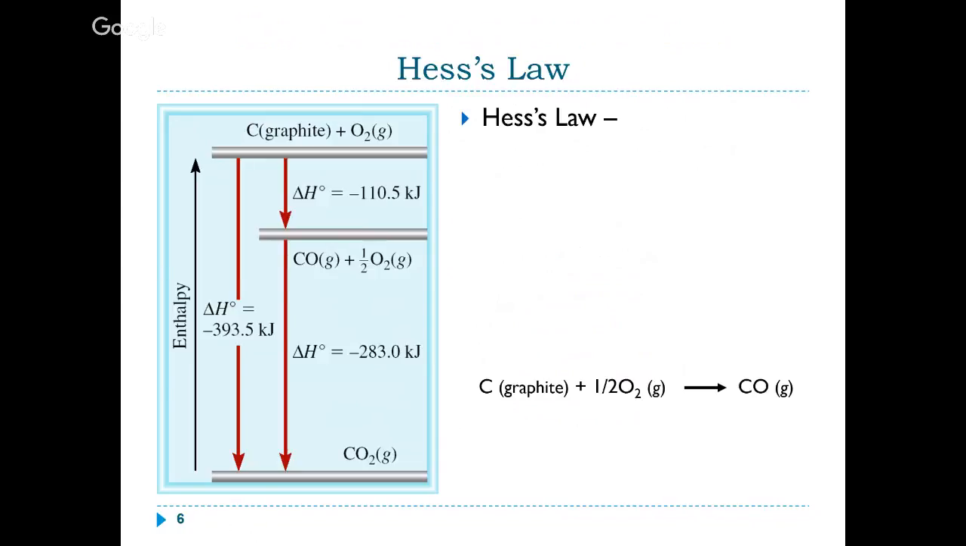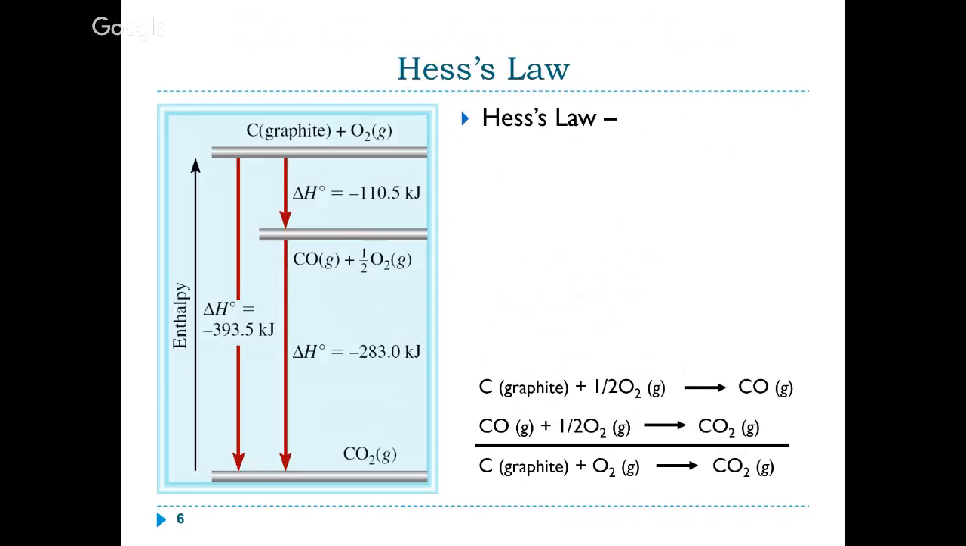So the overall reaction that we're trying to get to is the enthalpy of formation of carbon dioxide. So we take carbon graphite, which is its most stable form, plus elemental oxygen to get to carbon dioxide. So over here, this shows us we start with our reactants. If we do this in one step, we get to our carbon dioxide. It gives off 393.5 kilojoules of heat.